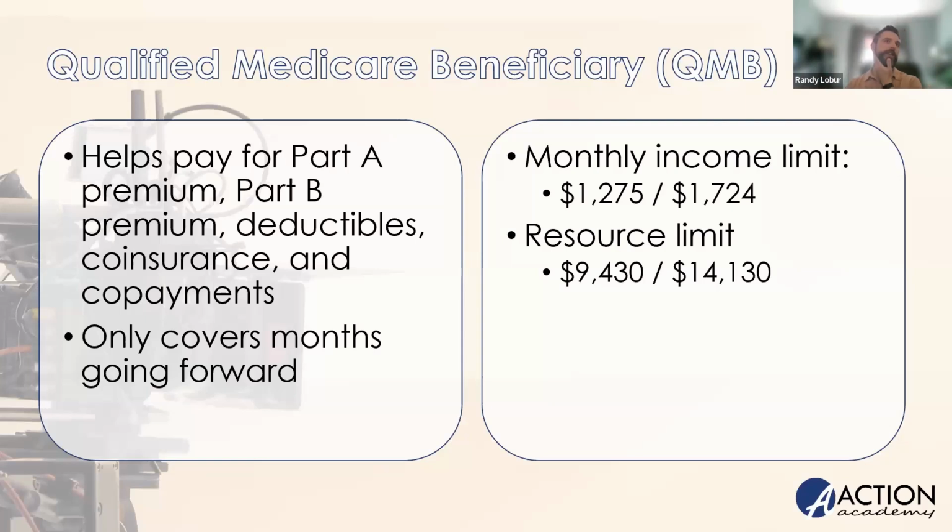On the right side of your screen, you see income and resource limits here for this year in 2024. Do note that those figures update yearly. We should also note that because this program does provide the most support to beneficiaries, this one does have the strictest or the lowest income and resource limits.